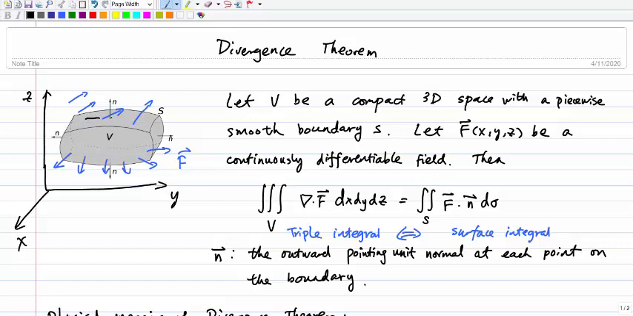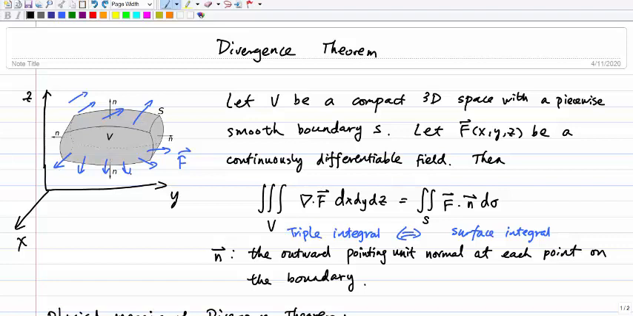Okay, the boundaries are smooth. Piecewise smooth means you could have corners, for example, but each piece is smooth, from the top or the bottom, the front and back, and left and right. They are all smooth, which means you can take a derivative.